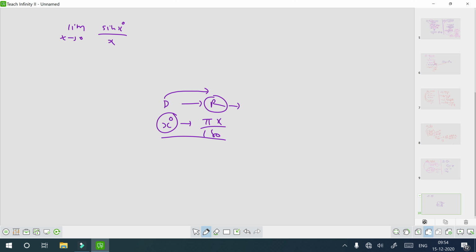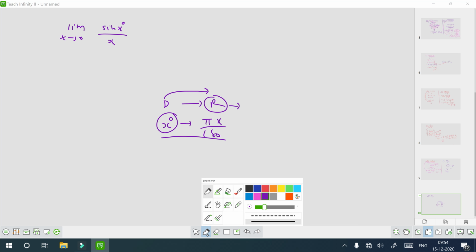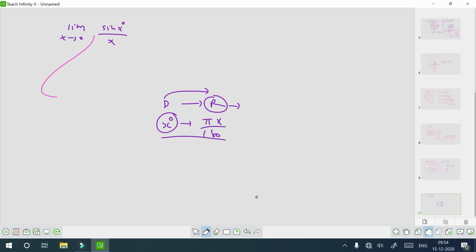So we need to convert this degree measure into radian measure. So this can be written as sin(pi x over 180) over x. What we need is also pi x over 180 in the denominator. X is there, so multiplied and divided by pi by 180. So this comes out 1 into pi by 180. So the answer comes out pi by 180. Clear?